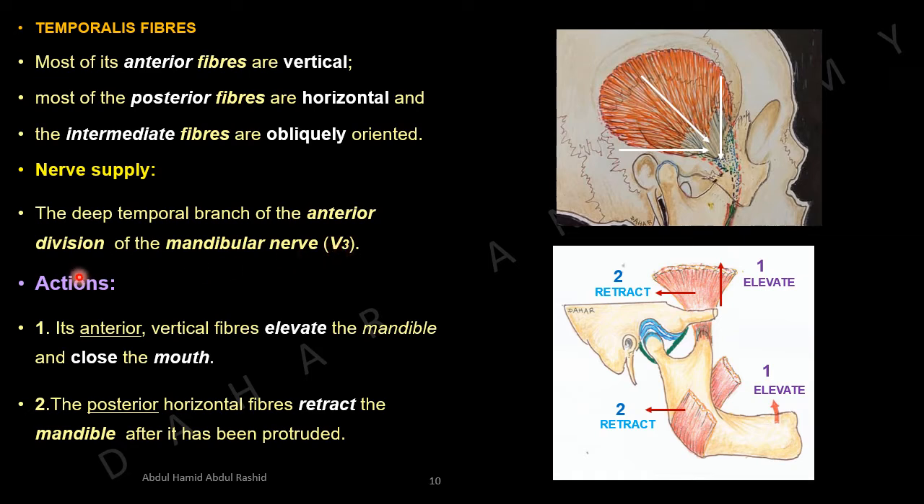The action of the temporalis muscle is, number one, its anterior, that is vertical, fibers elevate the mandible and close the mouth. The posterior horizontal fibers retract the mandible after it has been protruded.